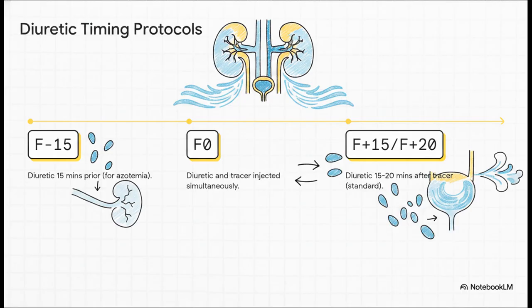There are specific protocols for exactly when to inject that diuretic catalyst relative to the radioactive tracer. The standard go-to is F+15 or F+20. That means the furosemide is given 15 to 20 minutes after the tracer, right when the collecting system is totally full. But we have other options. F0 means they're injected simultaneously. And then there's F-15, meaning the diuretic goes in 15 minutes before the tracer. That one is incredibly useful for patients who have impaired renal function, like azotemia, because it gives the medication a head start to actually work.